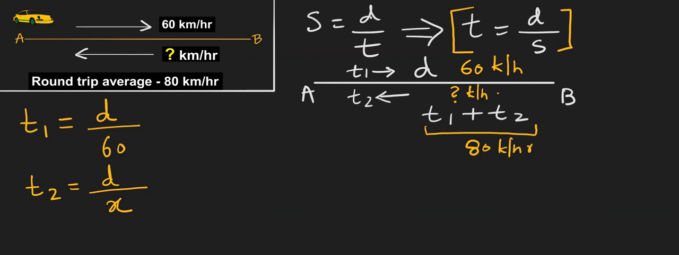And for the total distance from A to B and B to A, the time it takes is t1 plus t2. The distance that it covers is 2d, and the average speed that we are given for the entire trip is 80 kilometers per hour.